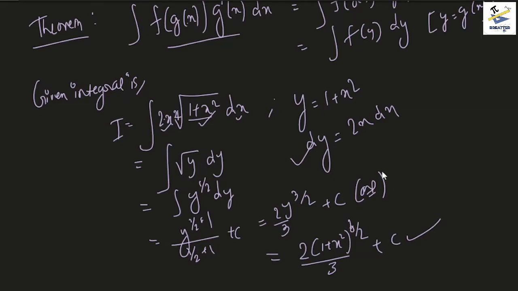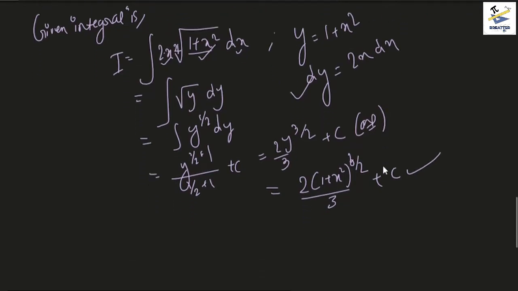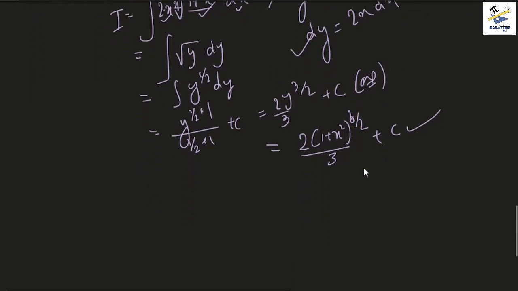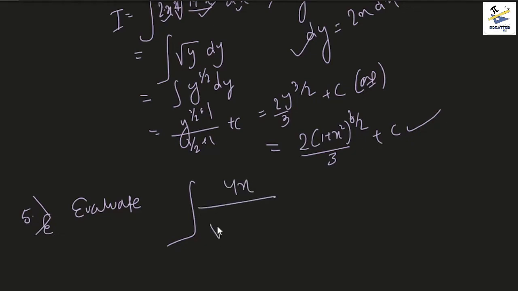right? So this type of integral can be solved, but you need to be a bit cautious about them. So let us do another one. Evaluate the integral of 4x by root over 2x square plus 1 dx. So we want to evaluate 4x by root over 2x square plus 1 dx.